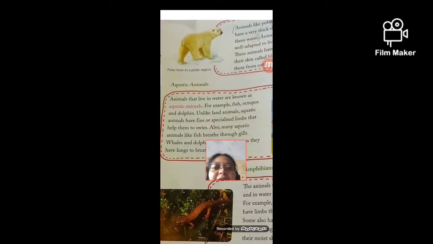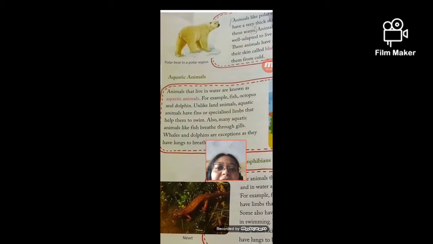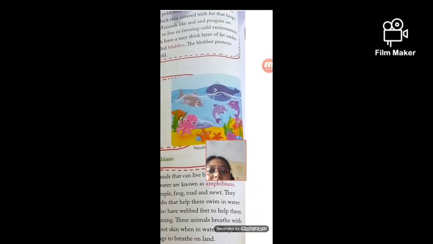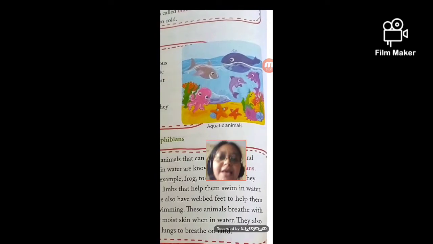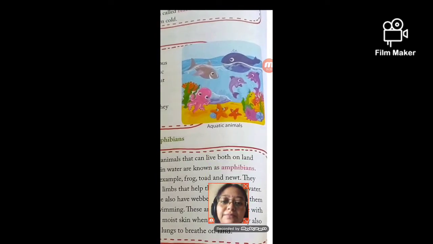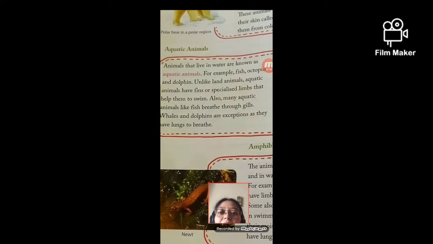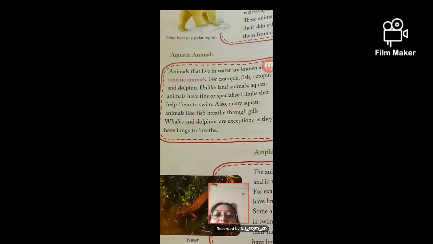Now, see aquatic animals. Animals that live in water are known as aquatic animals. For example, fish, octopus and dolphin. These are examples of aquatic animals. Unlike land animals, aquatic animals have fins or specialized limbs. Limbs means legs that help them to swim. So, they have specialized limbs so that they can swim.